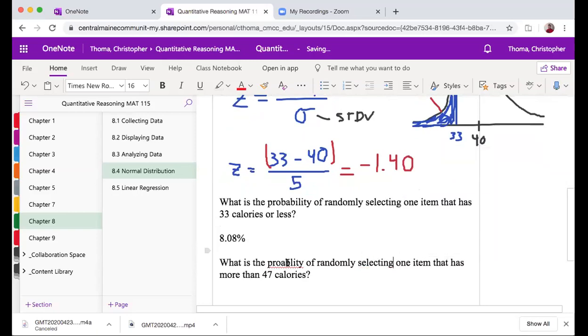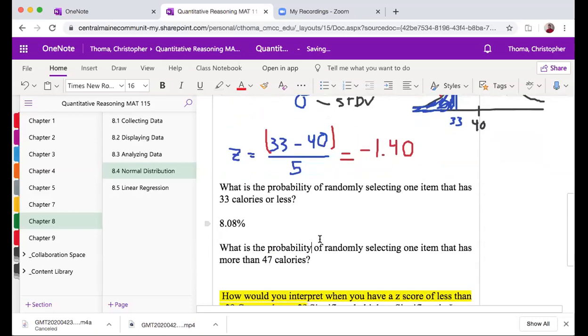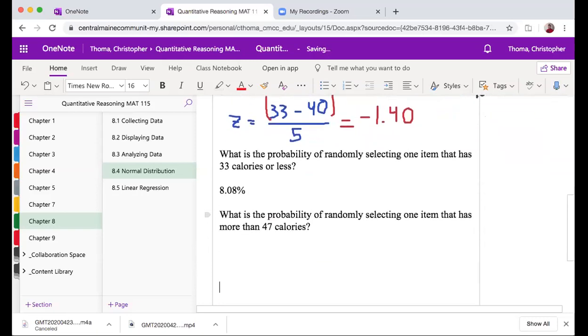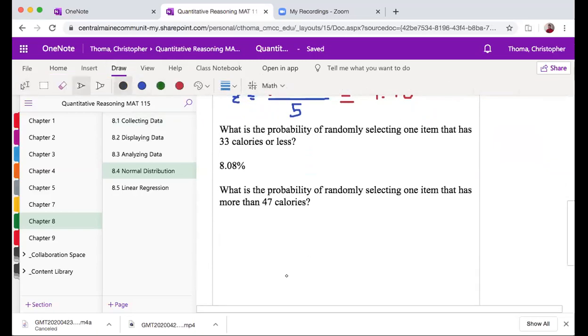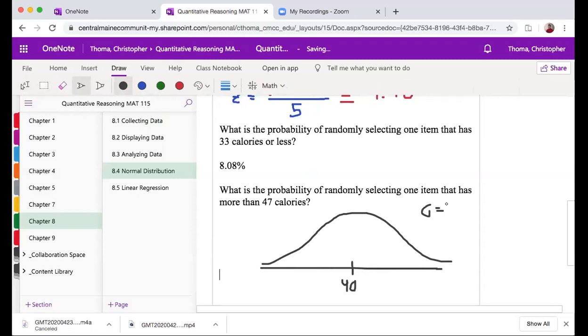Oh, I thought you were going to make it easy for us. Oh, I always like to draw because I'm a visual learner. So I draw my distribution. I know it's centered at 40 because I haven't changed the problem. I know I have a deviation of 5 because I haven't changed the problem. 40 is there. And 47, about right there, we'll say. Draw my line up. I want more than, so I color to the right.